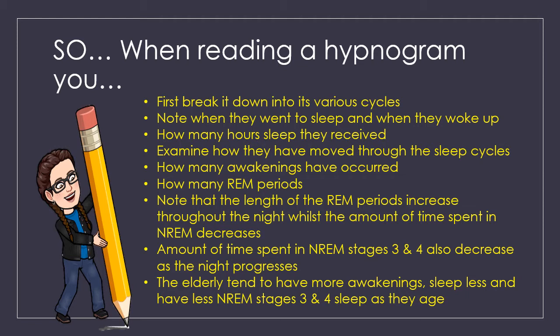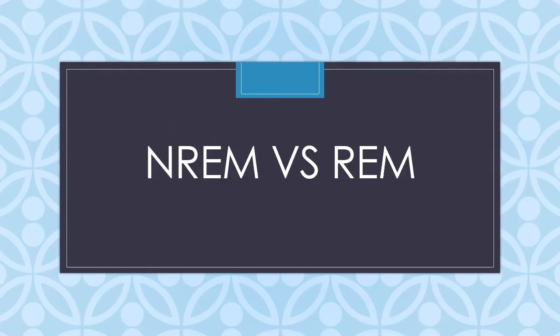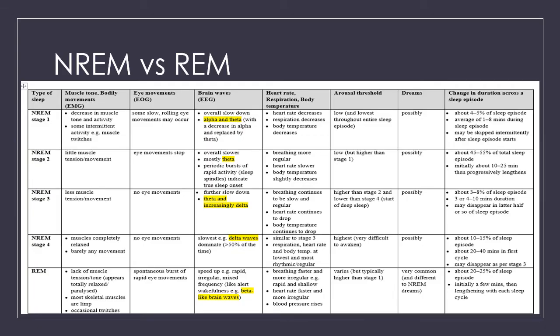The elderly tend to have more awakenings, which I spoke about before. They sleep less hours and have less NREM stages 3 and 4 as they age. As they get older entirely, they skip stage 4 completely. They never have it. But it happens later in life. So NREM versus REM. Now, I know the table's small, I apologize. So we're going to do some highlighting on this one.